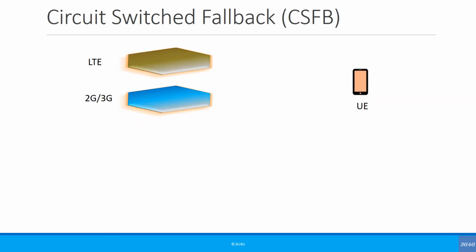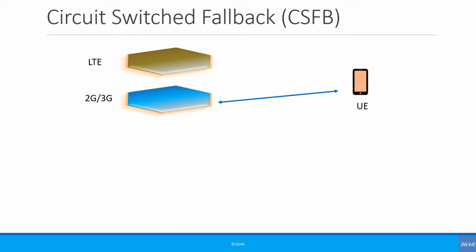So the most common solution, or the most popular solution, which is actually still being used, is what is called circuit switch fallback. In circuit switch fallback, the UE uses the LTE network, so it camps on the LTE network and uses it by default for data. And when there is a voice call, originating voice call or terminating voice call, then it had to do a CS fallback, right? A circuit switch fallback to the 2G or 3G network.